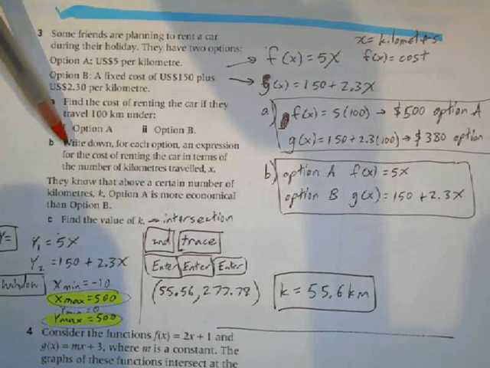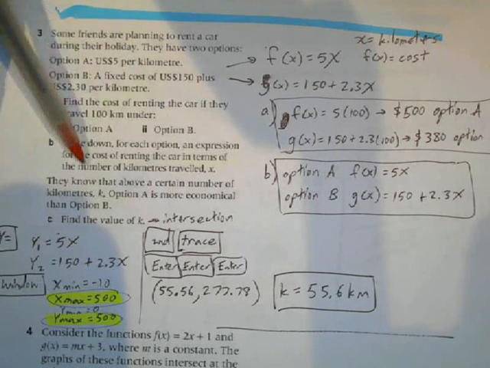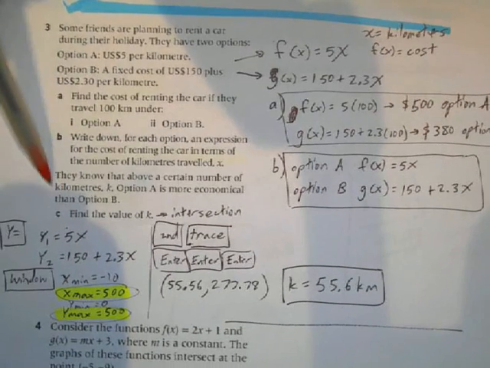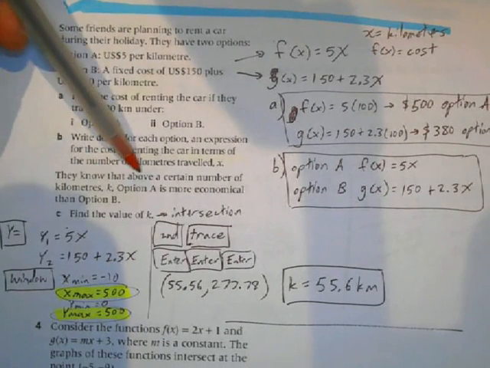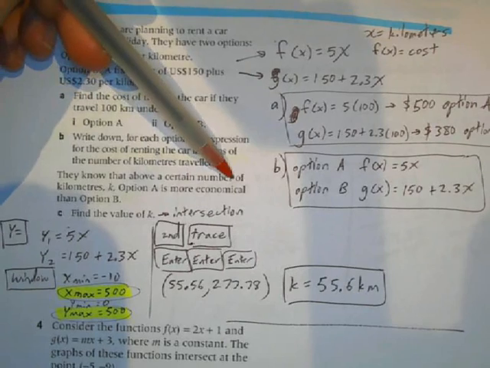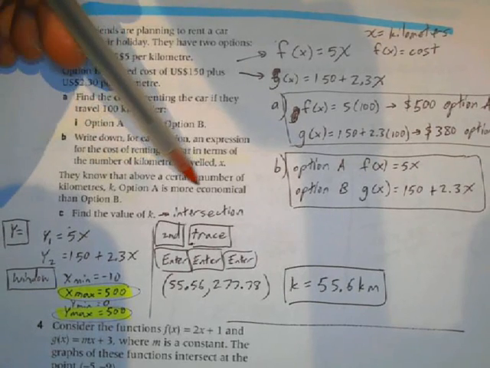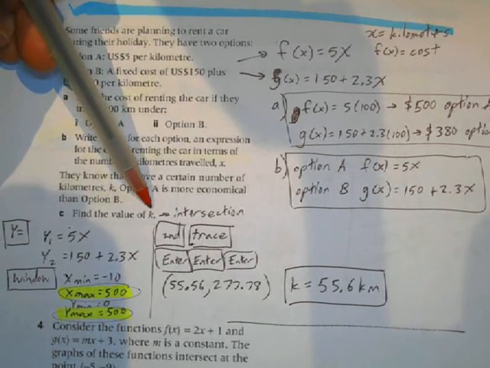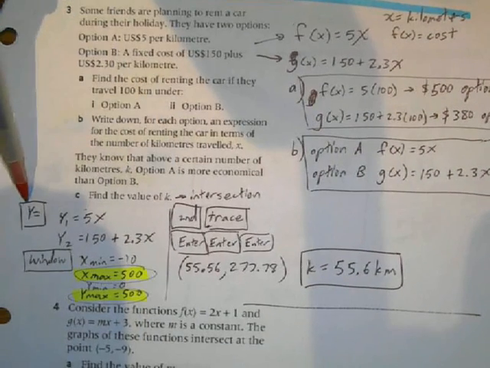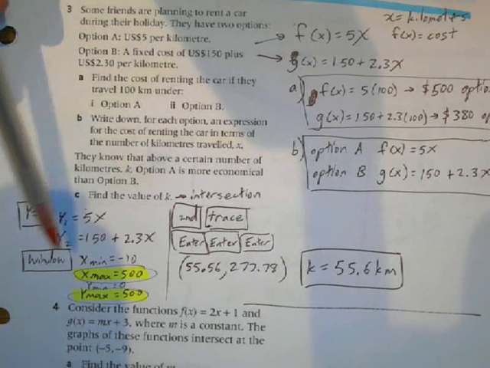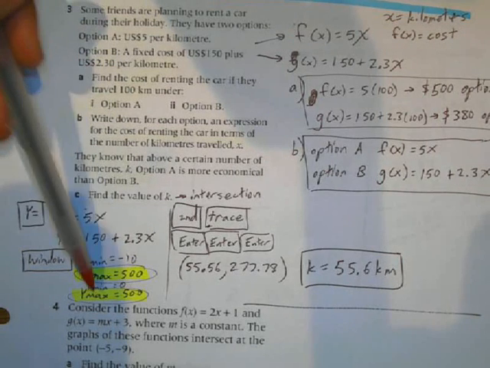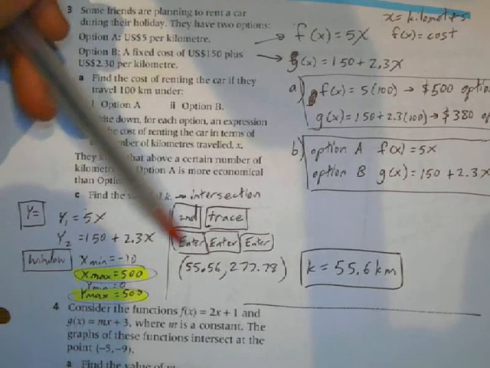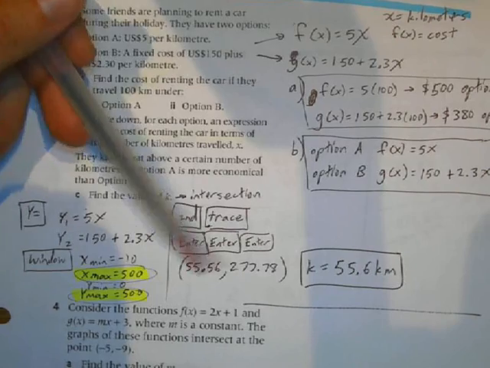Question B, write down an expression for the cost for each option. Well, I already did that. Okay, question C. They know that above a certain number of kilometers, option A is more economical than option B. Find the value of k. So that's where they intersect. So I hit y equals on the calculator, put in the two equations. I'm going to change my window. I need to change the x max and the y max. And then if I hit second trace, enter, enter, enter, that's going to give me my answer.